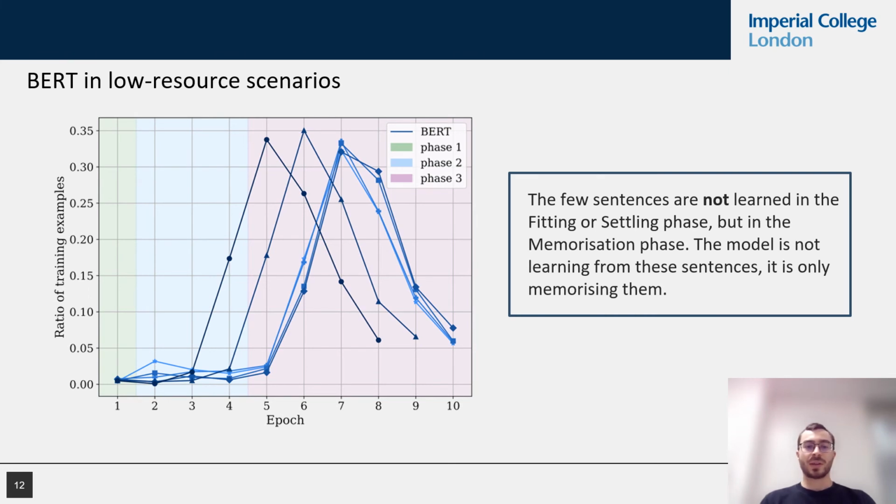Studying learning events, we can also see how in this low resource scenario, the data is not learned in the fitting phase as one would expect, and as was happening before, but it is instead mostly learned during the memorization phase, as if it was noise for the model. This essentially means that the model couldn't find a simple pattern to describe the log class data when only a few sentences were available.